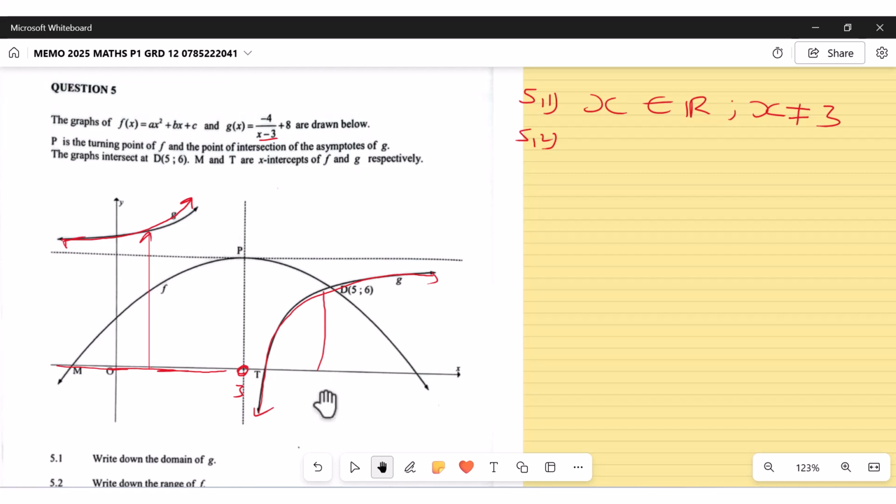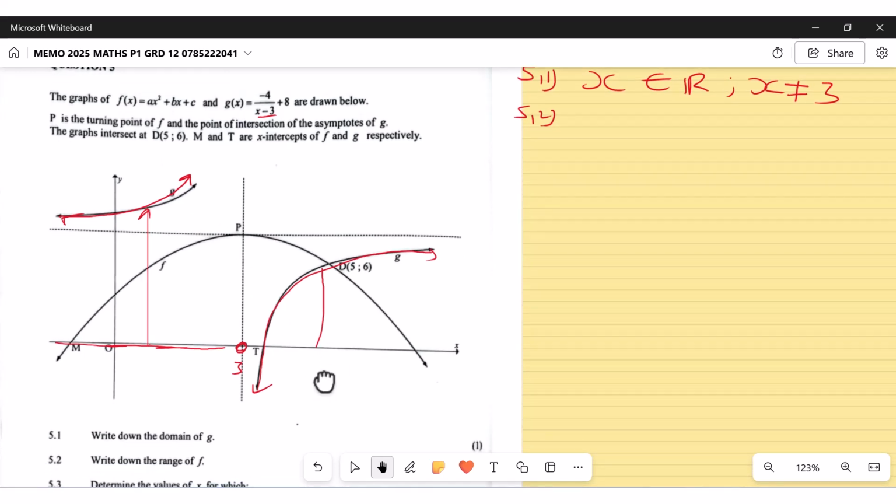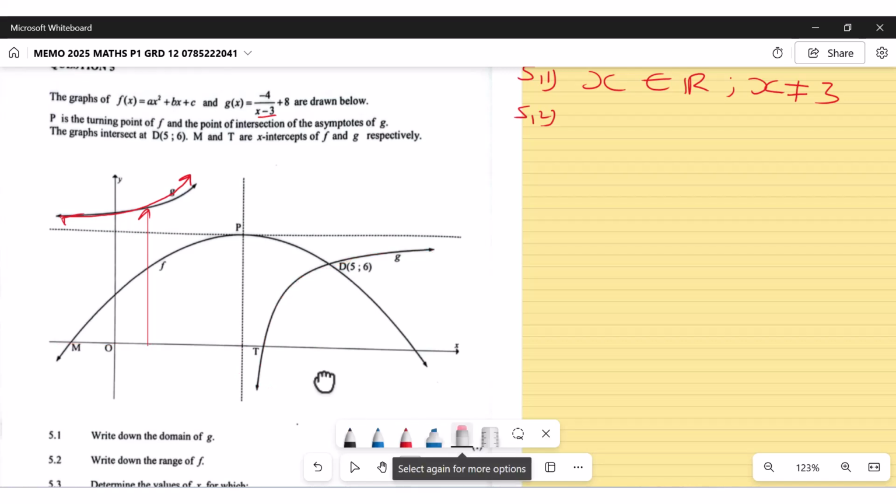Then the next question says write down the range of the function f. The range shows us the y values that define the function, okay? So the range is the set of y values defining the function here. Here we have our 3. Now this point P is the turning point, which is 3 comma 8. This is 8 here, so this point P is (3; 8).